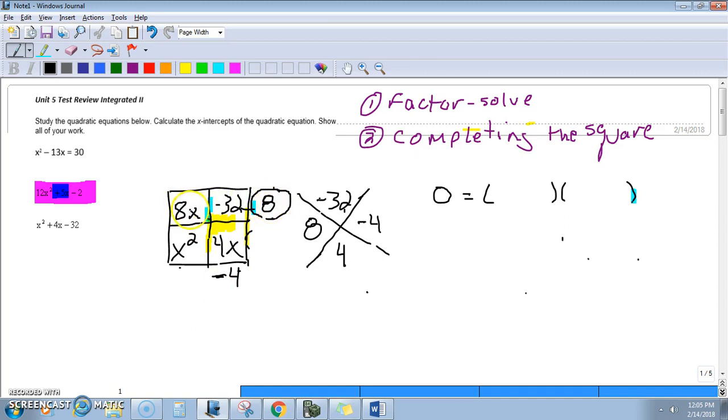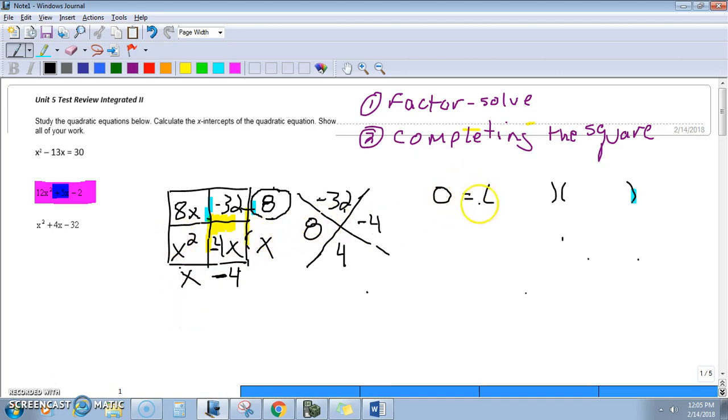And 8 times what gives me 8x, and that's just x. And then, oh, did you guys see what I did? I forgot to make this a negative 4 in the middle box there. And then x times negative 4 gives me negative 4x, and x times, oops, sorry, I did something wrong, didn't I? Negative 4 times x is negative 4x, and x times x is x squared.